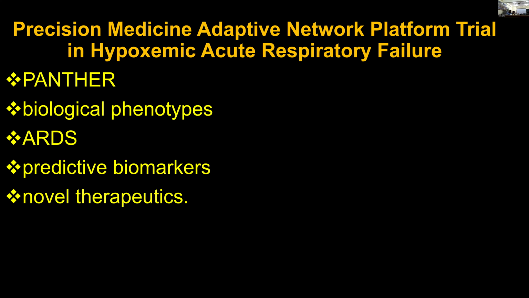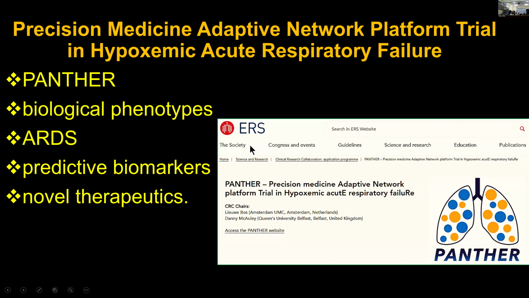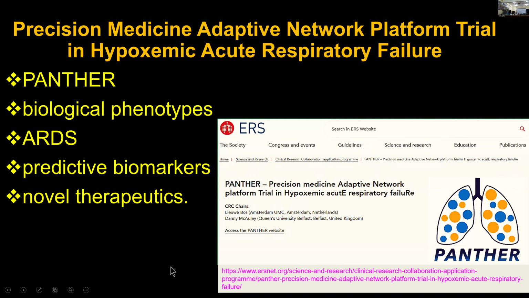So one example is the Panther trial, which is different phenotypes of ARDS, and you have predictive biomarkers for ARDS and novel therapeutics. So this is the website for the European Respiratory Society Panther trial, and this is the picture they have. So that's one example of a biomarker-based adaptive trial.